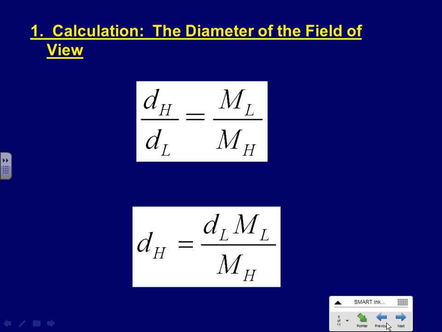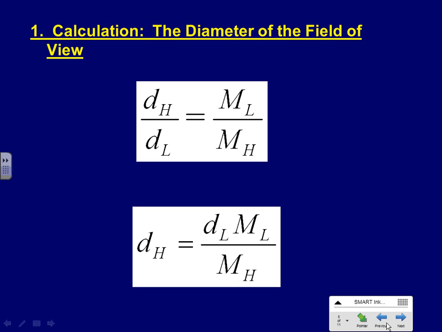Have you dealt with inverse relationships in math before? Don't worry about it. It means that one thing does the opposite of the other. As the magnification number gets big, the diameter number gets small. We can represent an inverse relationship by putting a ratio of the diameter under high power divided by the diameter under low power is equal to, notice now that the L is on the top, the magnification under low power over the magnification under high power. The H's and the L's are in opposite positions. That's an inverse relationship.